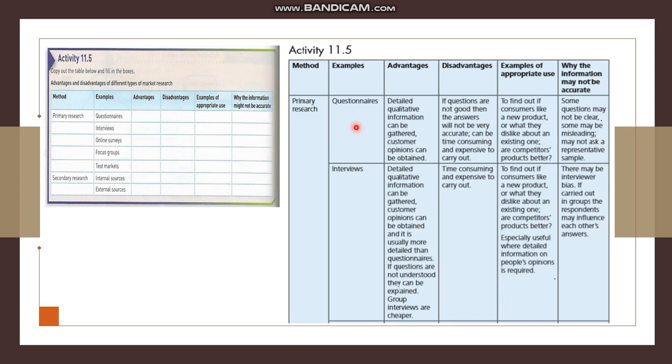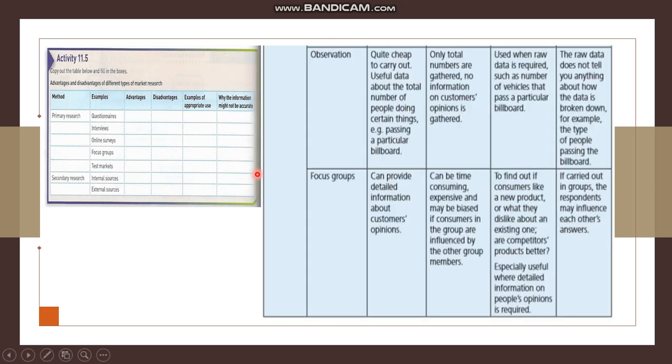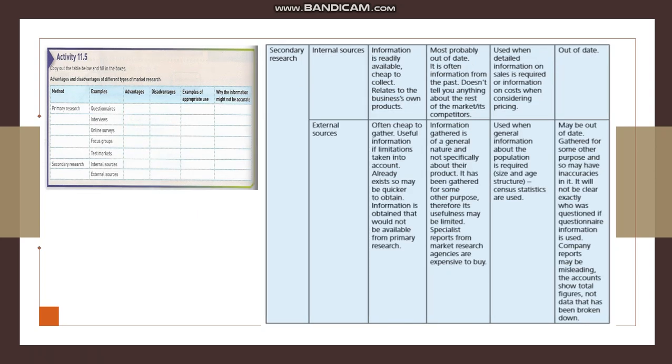Okay, for example, questionnaire, as we have discussed earlier. Advantages: detailed qualitative information can be gathered, customer opinions can be obtained. This was discussed in the previous slides when we discussed questionnaires, interviews, and other methods. So I leave this for you to go over, and these are the guide answers to this table. Okay, this is the continuation, right? We have here the observation. There you go. Observation and focus groups. And we have the secondary research, internal sources or external sources.